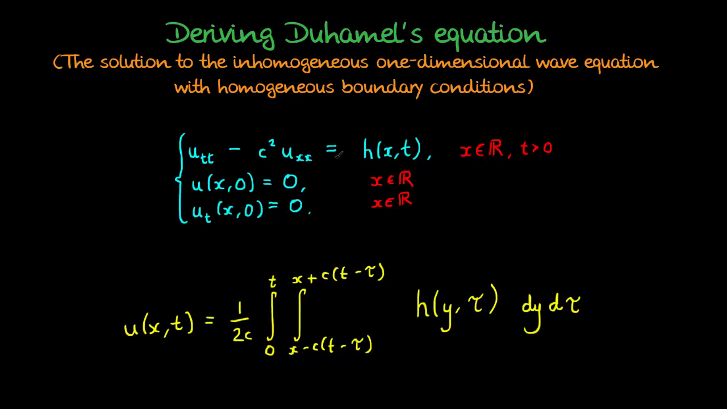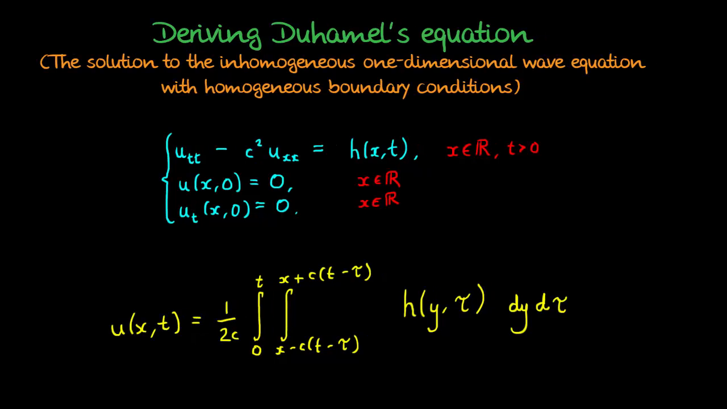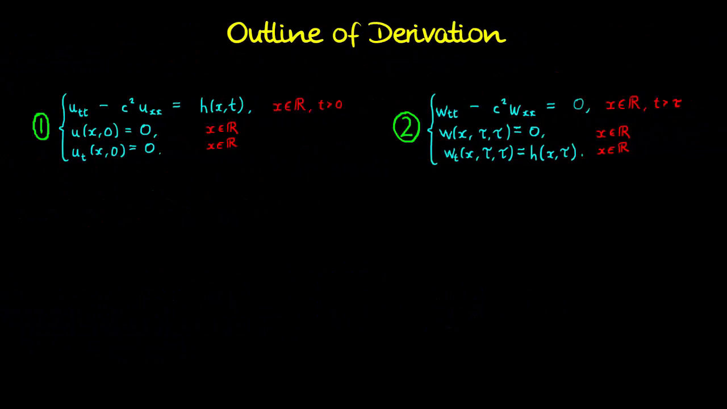It's an inhomogeneous wave equation because we've got this function on the right hand side, h of x and t, and we have homogeneous boundary conditions because both the initial displacement profile of the string and the initial velocity of the string are both 0. So this is a problem that has solution given by Duhamel's equation down here. So how do we derive that equation?